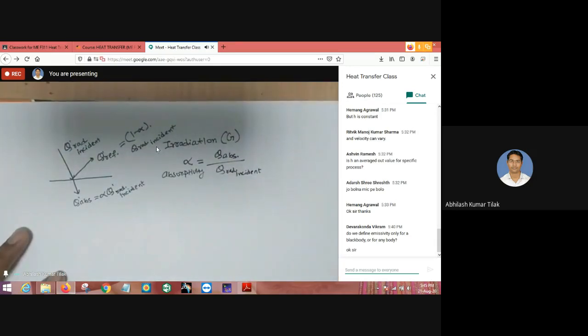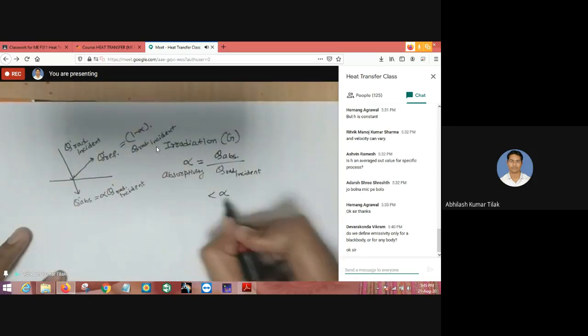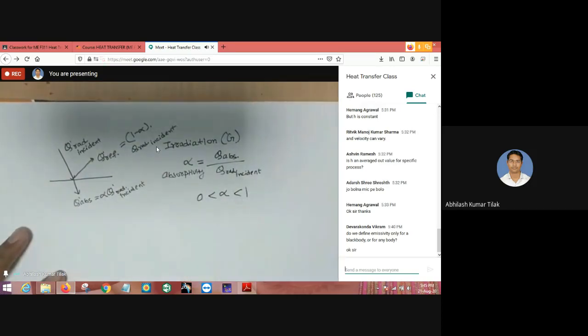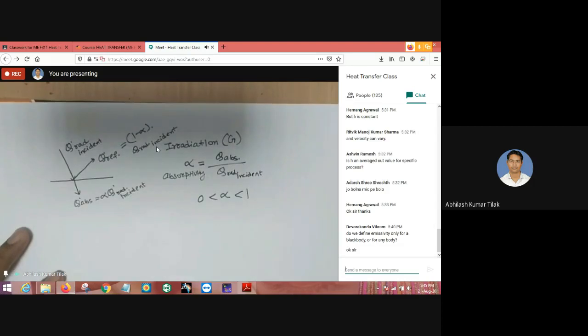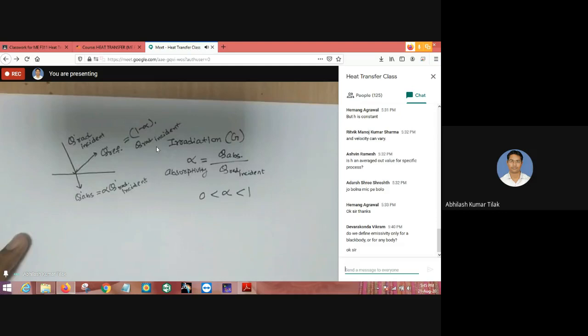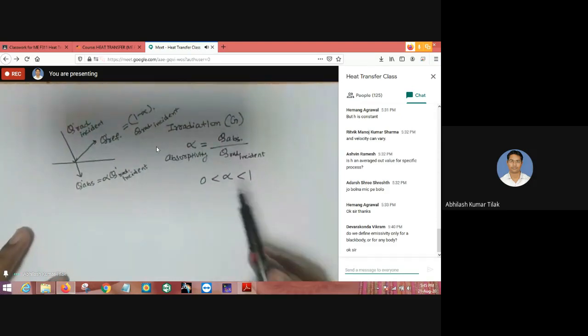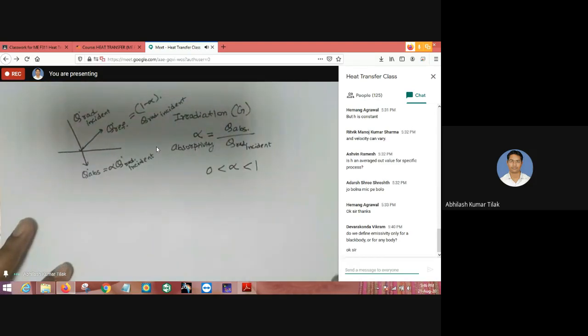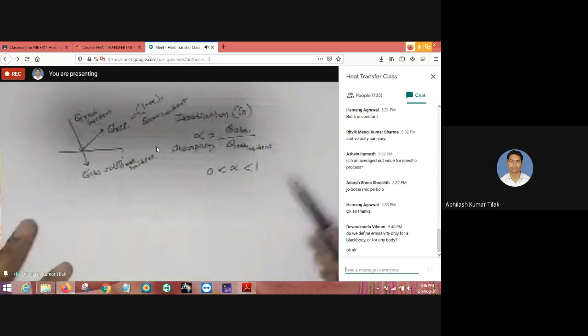Okay. So similar to emissivity, this alpha also ranges from 0 to 1. Now a black body is a perfect emitter and a perfect absorber. So emissivity is equal to 1 for a black body, and similarly absorptivity will also be equal to 1 for a black body. So alpha depends upon the wavelength of the irradiation and the surface finish of the surface.